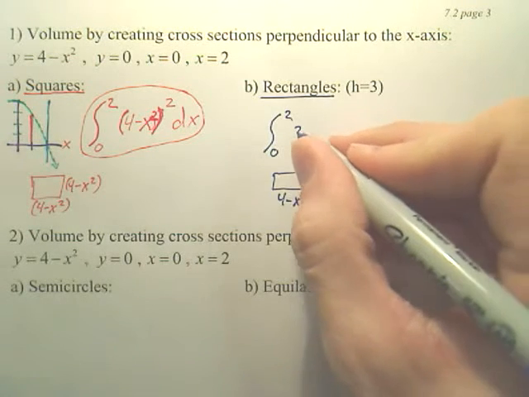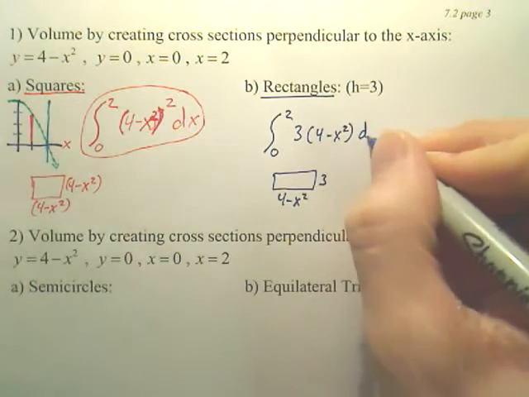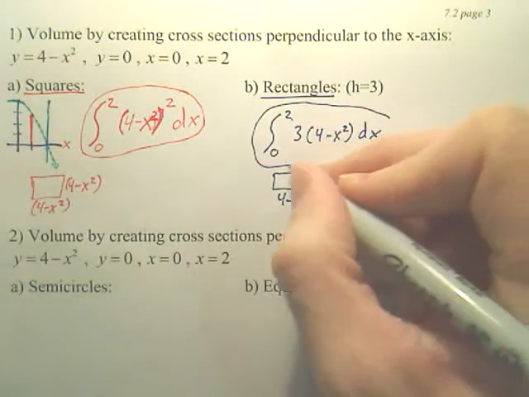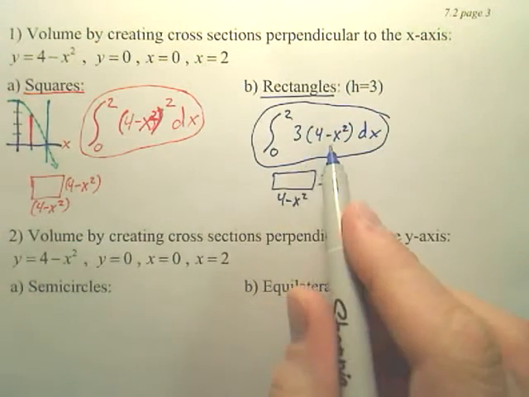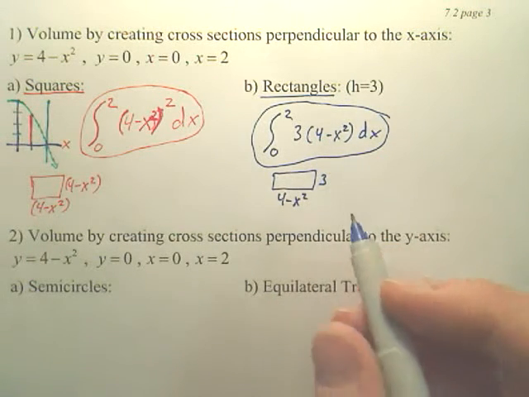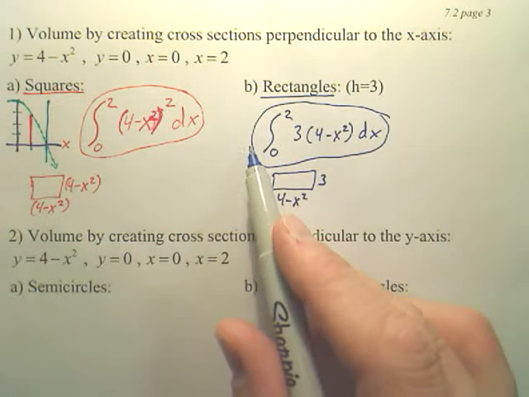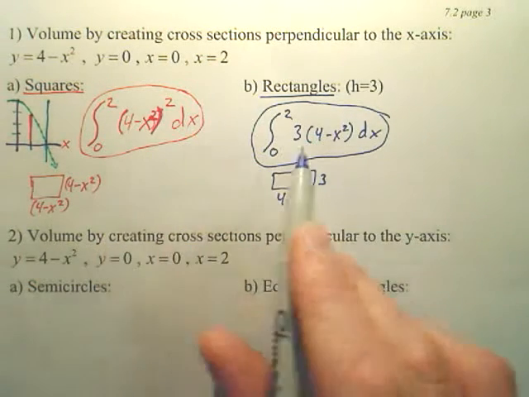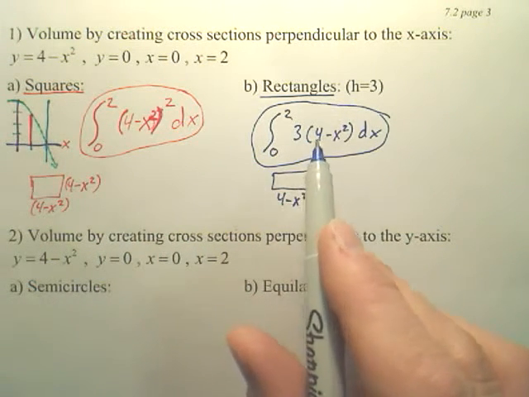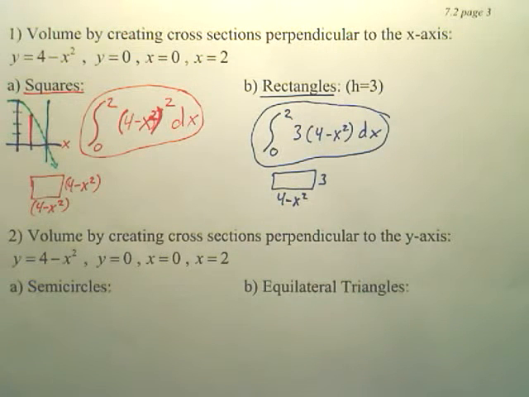So basically this one's simply 3 times 4 minus x squared dx. Isn't that my height? Isn't that my base? Won't the integral add up those rectangles of height 3 and base 4 minus x squared? Could I pull the 3 out when I integrate this? Yeah. And both these problems are doable. Sometimes they're calculator based, sometimes they're not. Make sure you can solve these both ways.